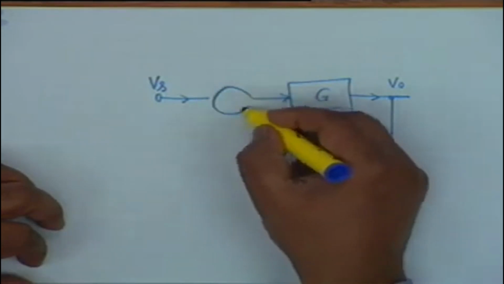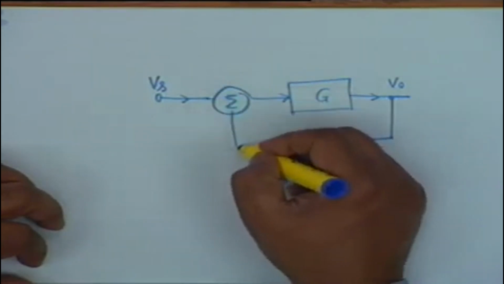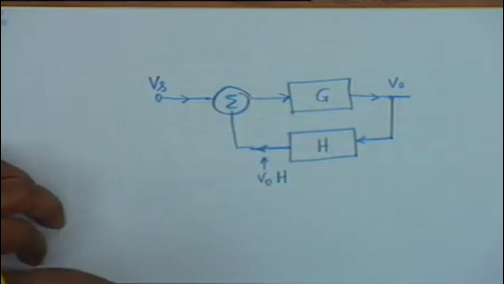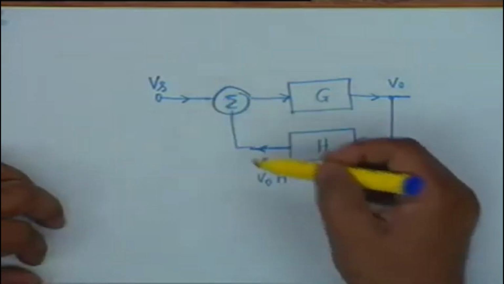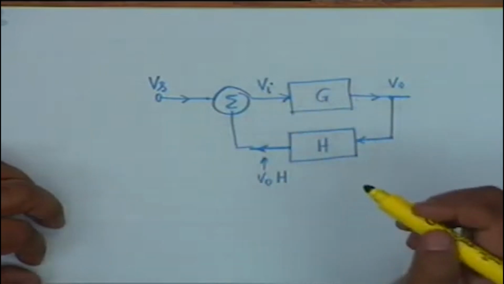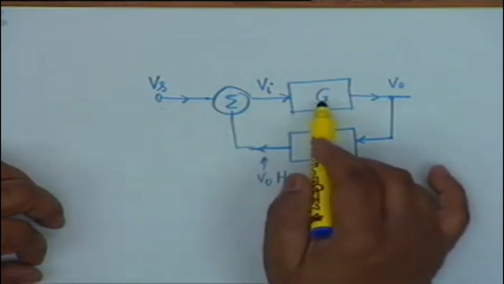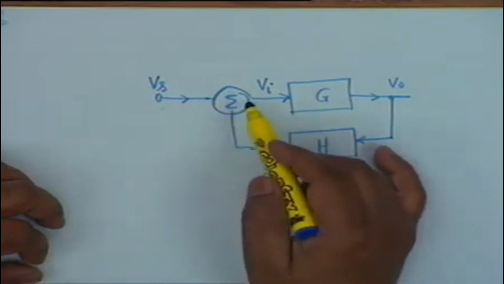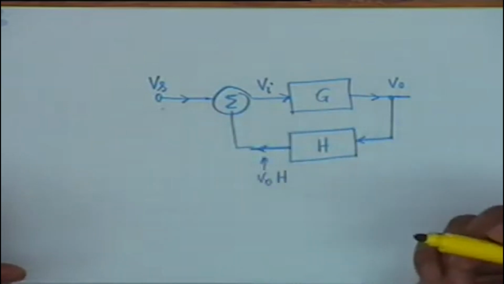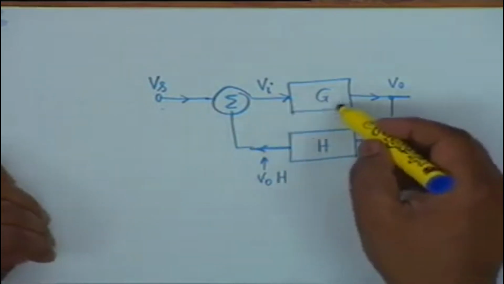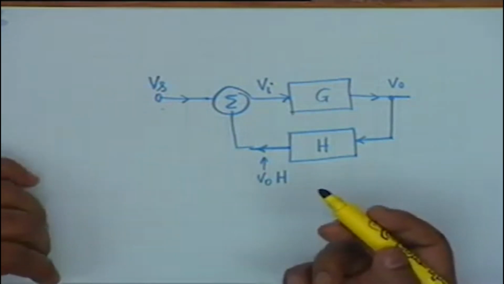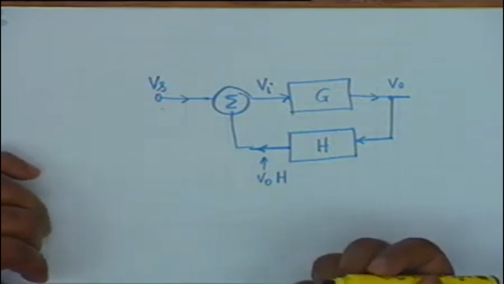That is, what we do is we simply add the two inputs in a block called a summer. We add Vs and V0H, and this is the actual input to the amplifier. Before Vs comes to the amplifier, we mix it with a part of the output, and this is called a feedback circuit. This loop is called a feedback loop.